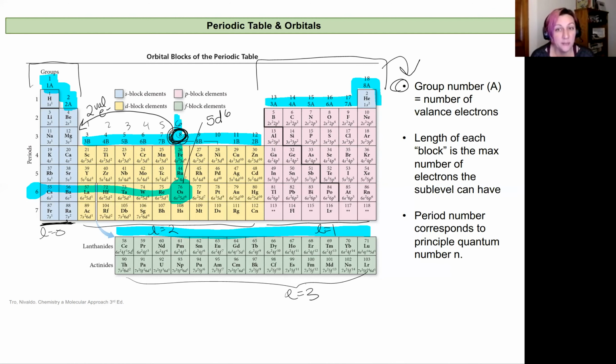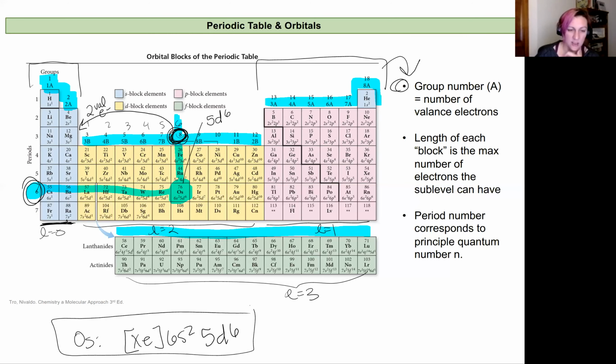And lastly, the period number, which was 6 for osmium, corresponds to the highest principal quantum number for the valence electrons. And for something like osmium, I'll give you the abbreviated configuration: xenon, and then 6s2 5d6 would be its abbreviated electron configuration. You can see that the period number corresponds to its valence electron quantum number, n, though not the highest energy, because the 5d would be higher in energy.